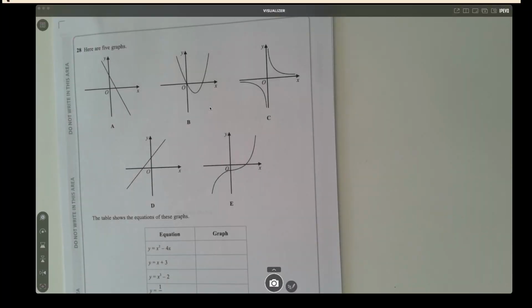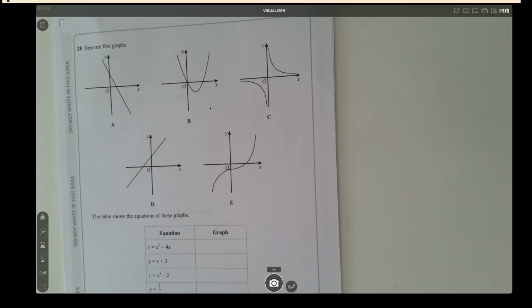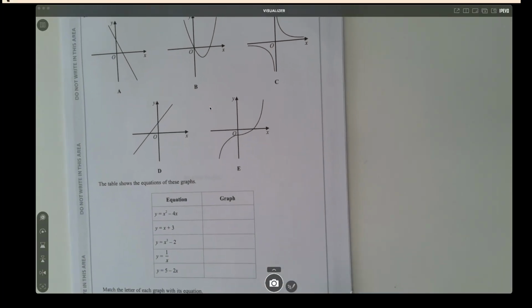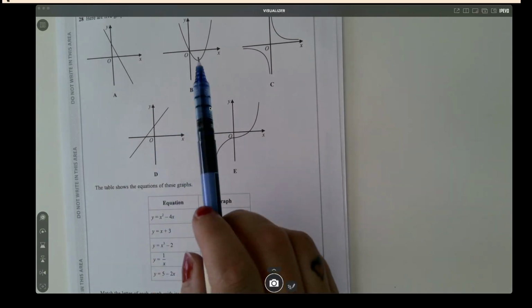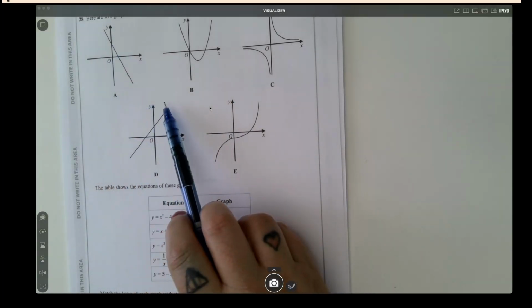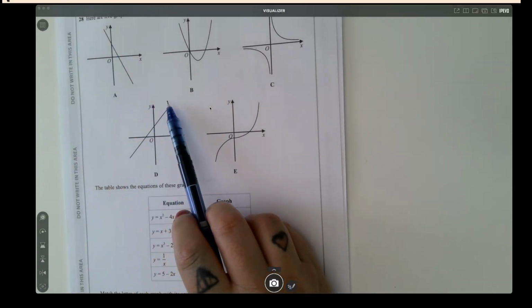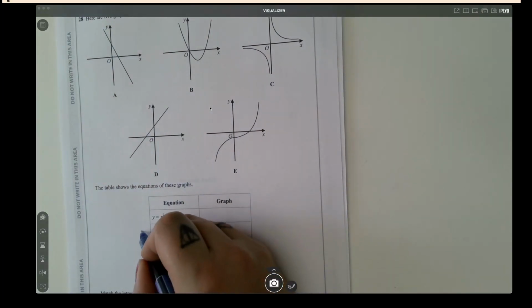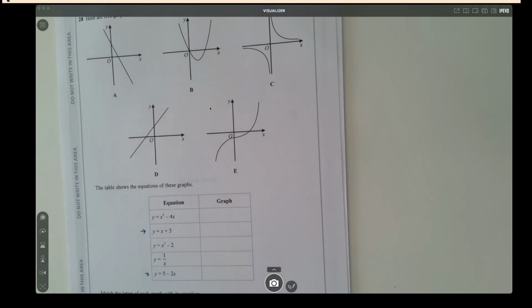Question 28. Here are 5 graphs. The table shows the equations of these graphs. Match the letter of each graph with its equation. Okay, so first things first, we have 2 straight line graphs, so they're going to be graphs that don't have any powers in them. So we have this one and this one potentially could be A.